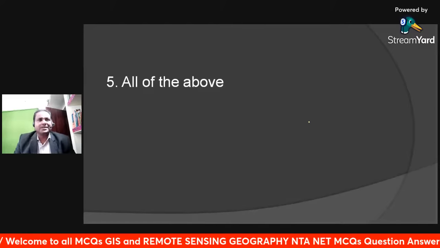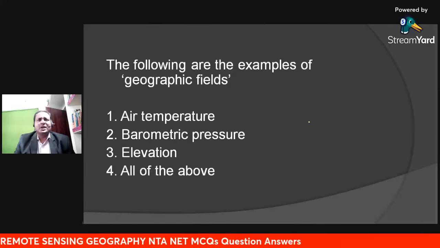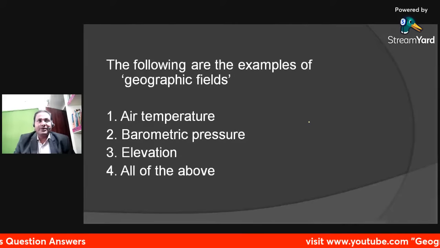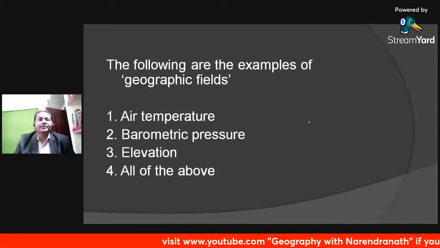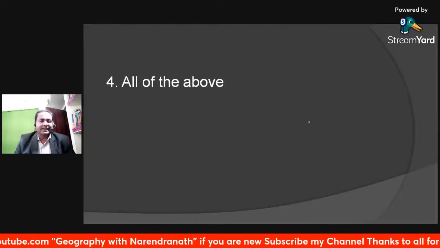So another question: the following, which is an example of the geographic field. Very interesting question for you. Air temperature, it is very relevant for the geography field. Barometric pressure, so it is very relevant. Elevation. So all of the above definitely is the correct answer.